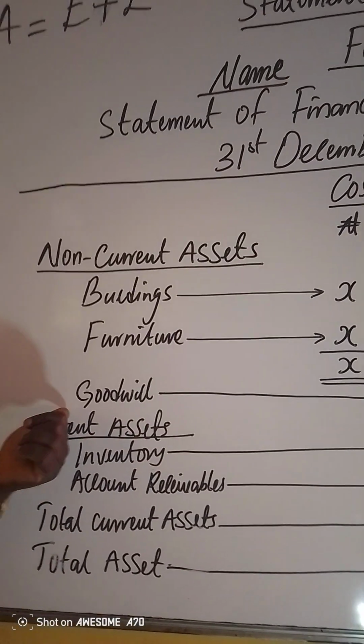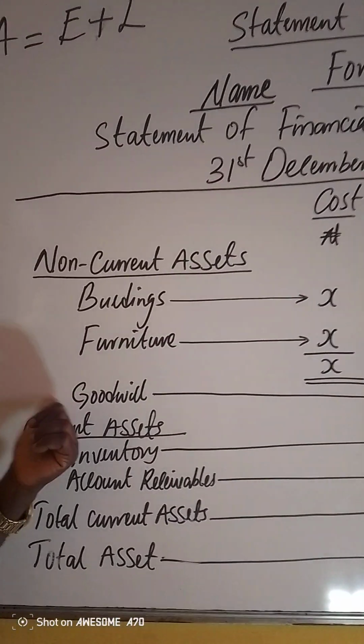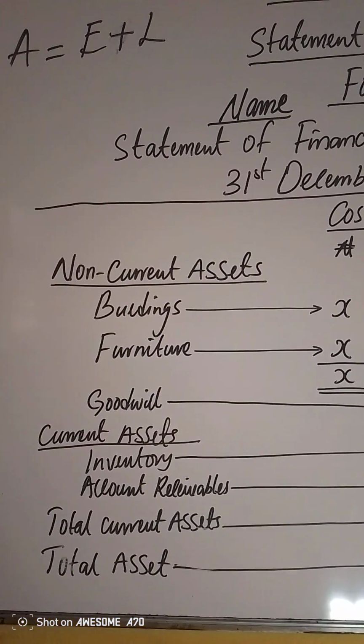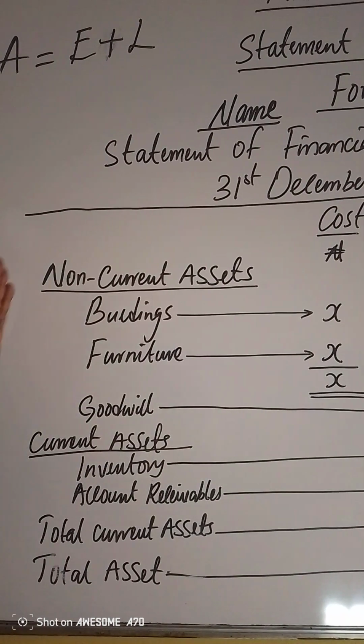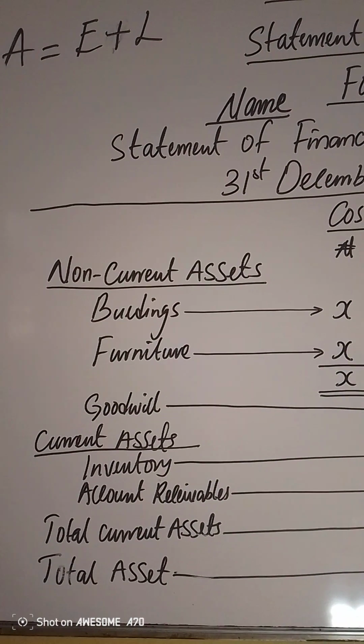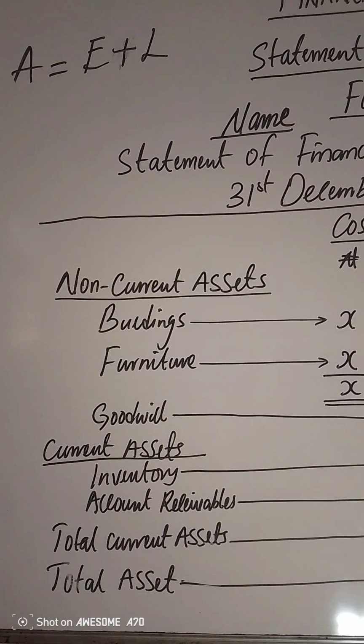Next, we have what is called goodwill. Mind you, in the other lesson, I told you that goodwill is an intangible asset, though it is grouped under non-current assets, based on the international financial reporting standard.